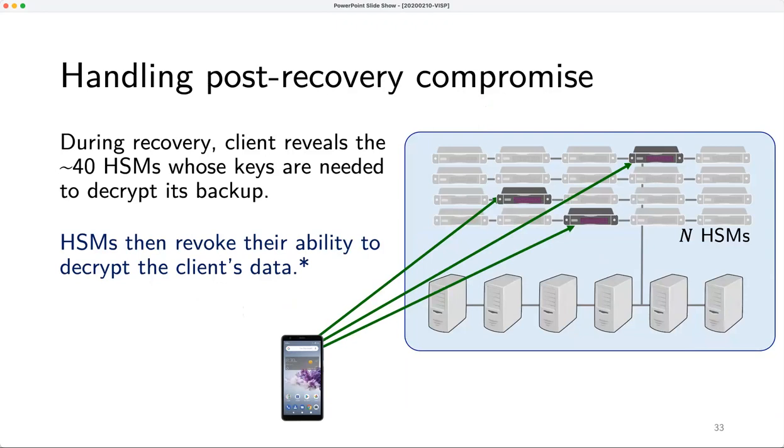Just to summarize what happens: during recovery, the client reveals to the data center which HSMs the attacker would need to compromise to get its data. And the way we address this is by having HSMs revoke their ability to decrypt the client's data. So as soon as recovery completes, the HSMs delete these secret keys that they would have needed to get the client's data back. So that's the main trick.